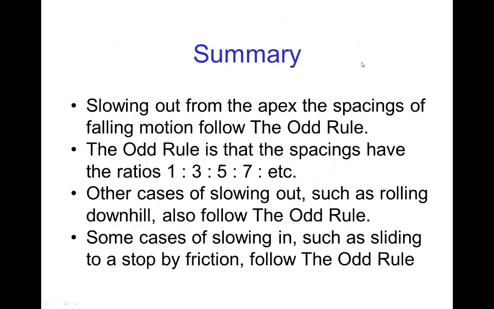So, in summary, slowing out from the apex, the spacings of falling motion follow the odd rule. And the odd rule means that spacings go in the ratios of 1 to 3 to 5 to 7, and so forth. There's other cases besides simple falling that follow the odd rule, such as rolling downhill. And there's also cases of slowing in where something is losing speed, such as sliding to a stop by friction, that also tend to follow the odd rule. So there you have it.